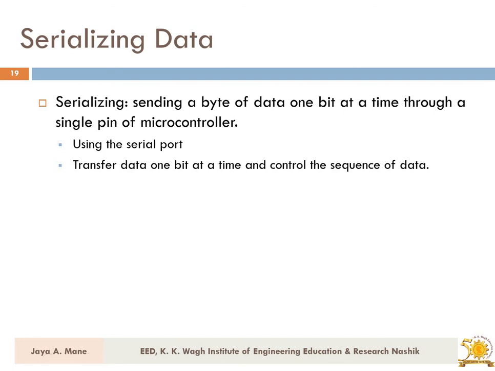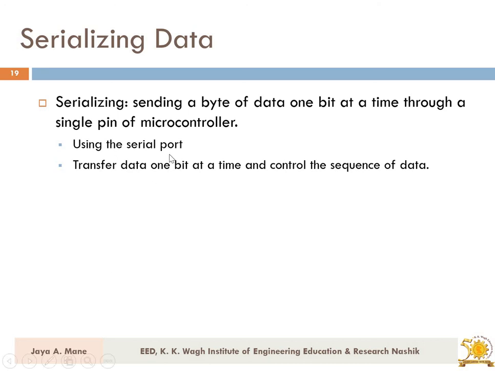Then the next point is serializing the data. When you are rotating these data bits and moving these contents, obviously we need to communicate with some other device. So there we need serialization of the data, or we call it serial communication. There we send a byte of data one bit at a time. Out of the 8 bits of 1 byte, we transmit 1 bit at a time through a single pin of the microcontroller. So that is serializing of the data.